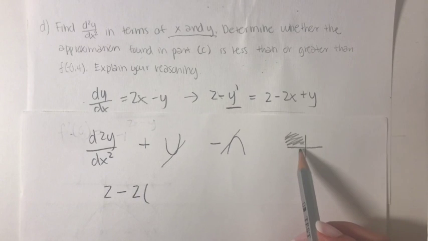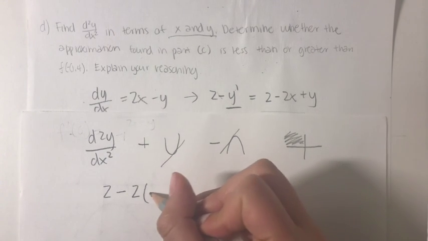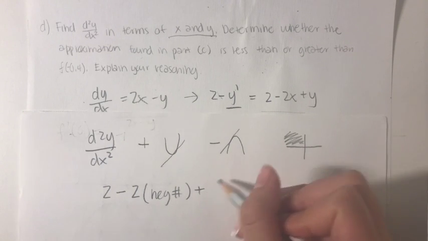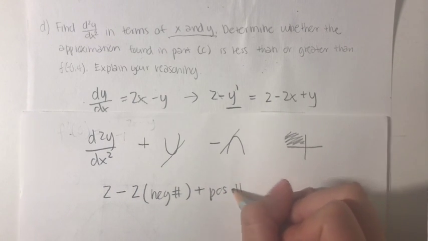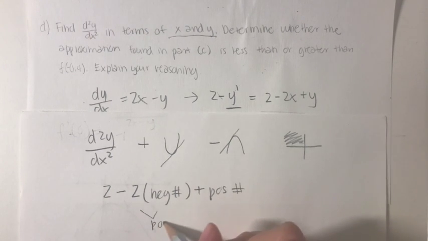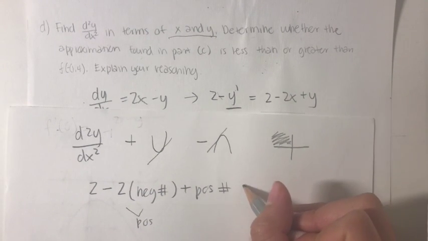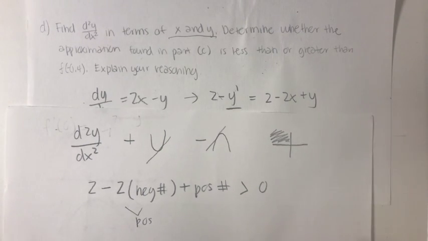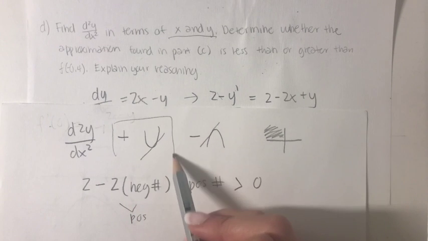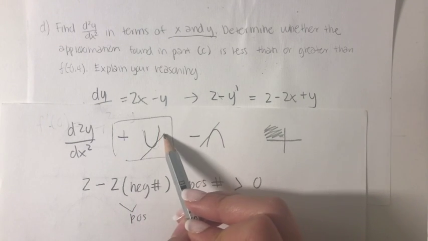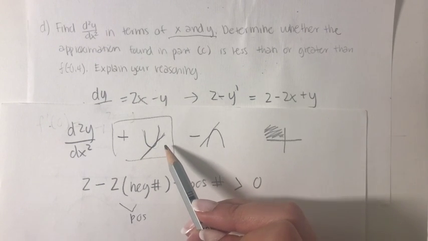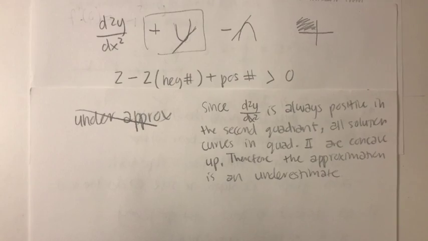You see, if x is always a negative number, and y is a positive number, this cancels out and becomes positive. And so therefore your entire second derivative is going to be bigger than 0, which is positive. Now, if it's bigger than 0 and it's positive, then it's concave up, and the linear approximation is going to be less than the actual value.